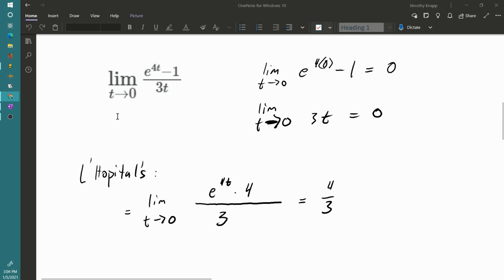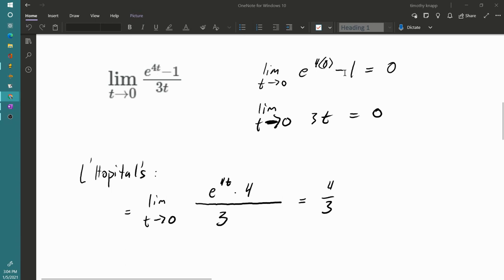Oh, hey guys. So what we're doing is L'Hopital's rule here, and well, we've got a limit as t approaches zero, and here we've got an exponential over a linear function. And if I go ahead and plug my zero in, I'm going to get e to the zero minus one. Well, e to the zero is one, and one minus one gives me a zero.